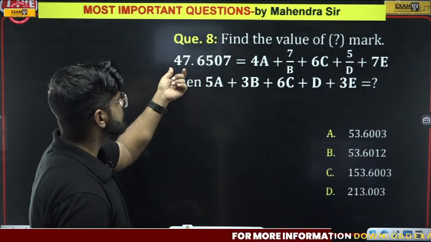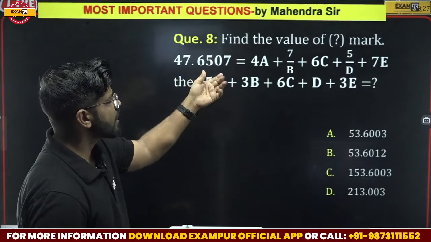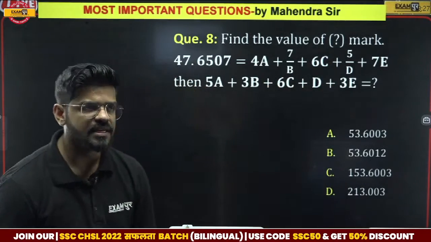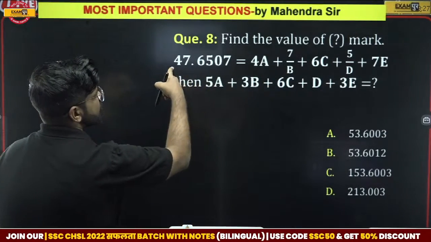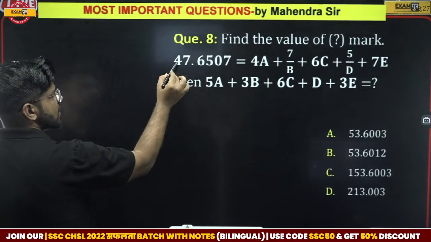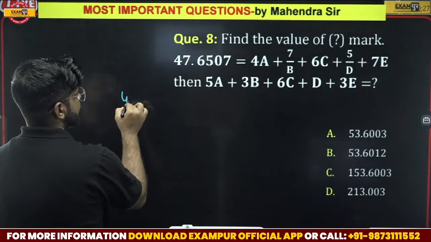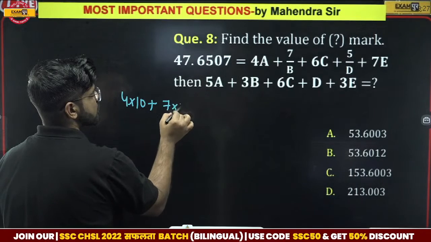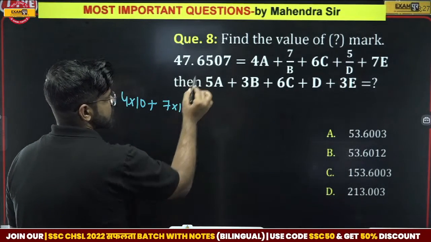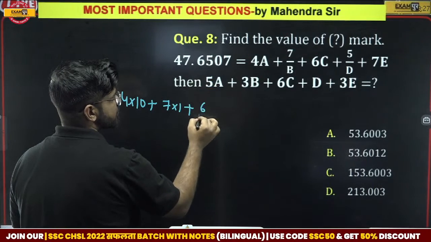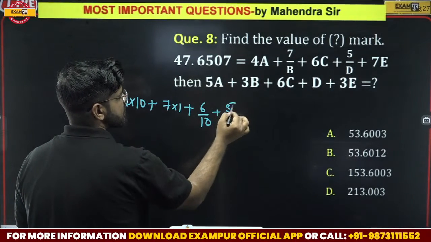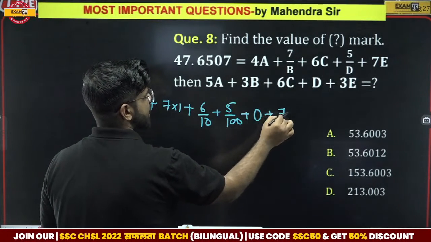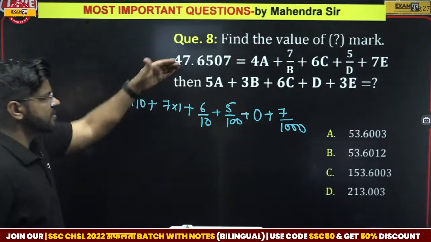So 4.6507 is equal to 4a plus 7 by b plus 6c plus 5 by d plus 7e. So how we can write these things? We can write this as 4 into 10, right? We can write 7 into 1. Then plus here what is 0.6? 0.6 means 6 by 10, 5 by 100. 0 is nothing but the 0. Okay, and then 7 by 1000. We can write this like this only.